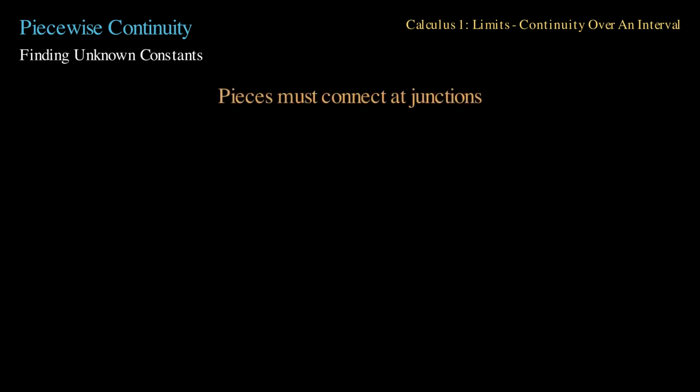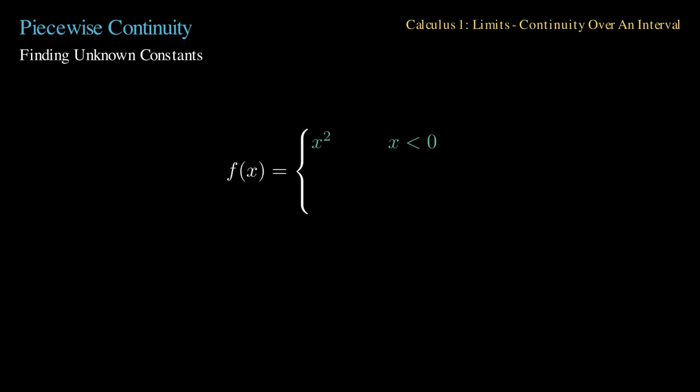Now, let's move to piecewise functions and continuity. Piecewise functions are continuous only if the pieces connect at endpoints. Each piece must satisfy continuity at junction points. Consider the function f of x equals x squared for x less than 0. And let f of x be ax plus b for 0 less than or equal to x less than or equal to 1. For x greater than 1, it equals 3.